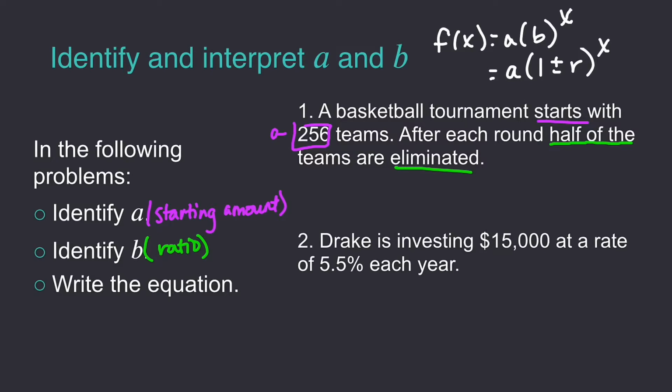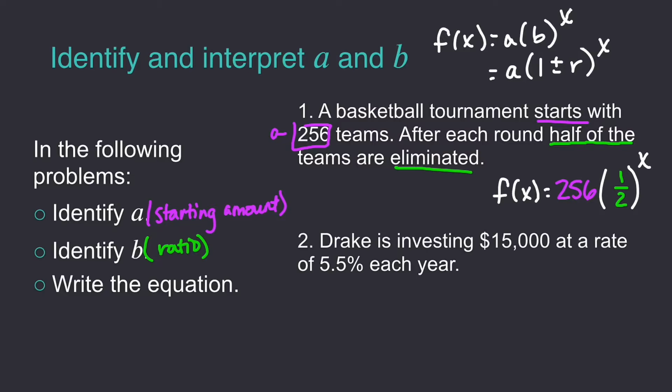So a basketball tournament starts with 256, which means a is 256. So we're going to have f of x equals 256 times, and now it says half of the teams are eliminated. So if half the teams are eliminated, then half are left. So our decay ratio is 1/2 to the x power.